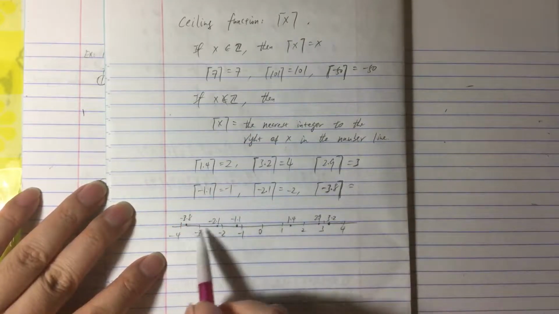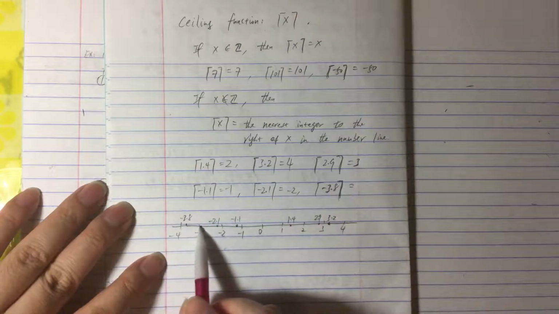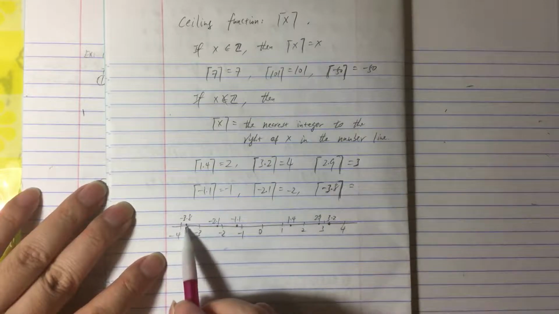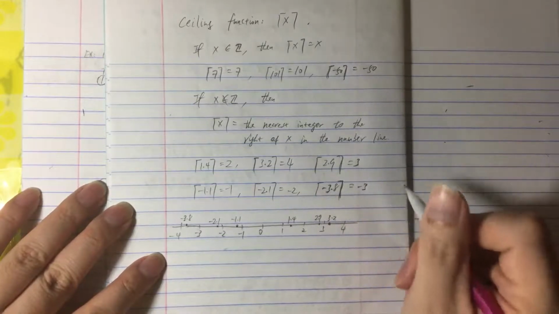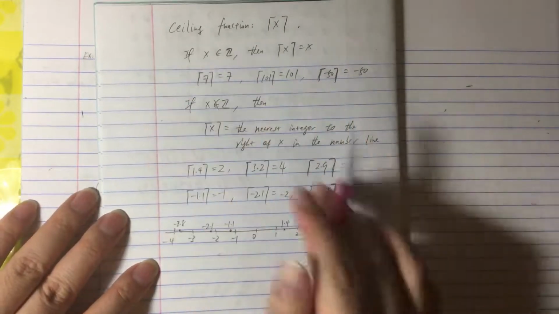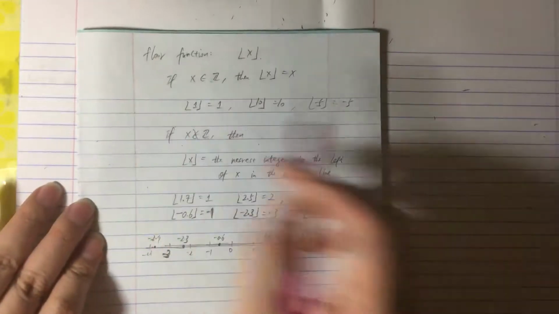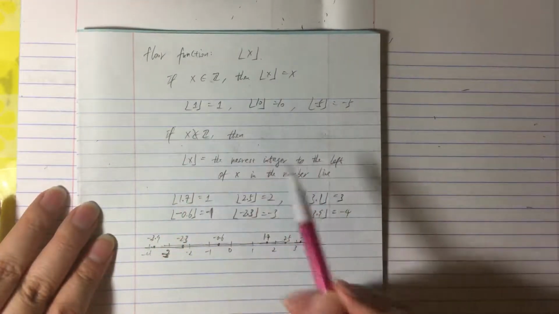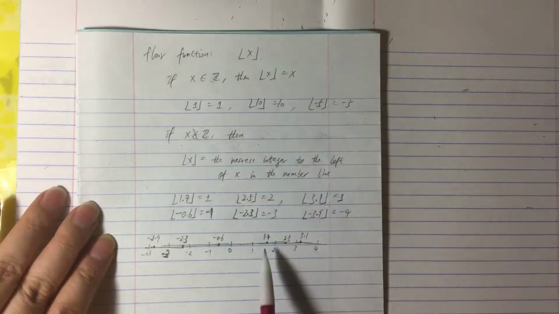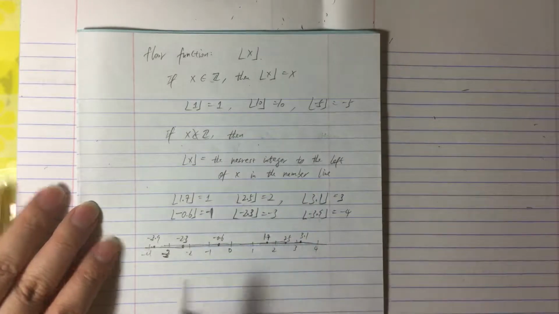Round to the nearest whole number to the right. The nearest whole number to the right is negative 3. That's how we define the ceiling function and the floor function. For the floor function, whole numbers stay the same, but for other numbers, round to the nearest whole number to the left. For the ceiling function, round to the nearest whole number to the right.